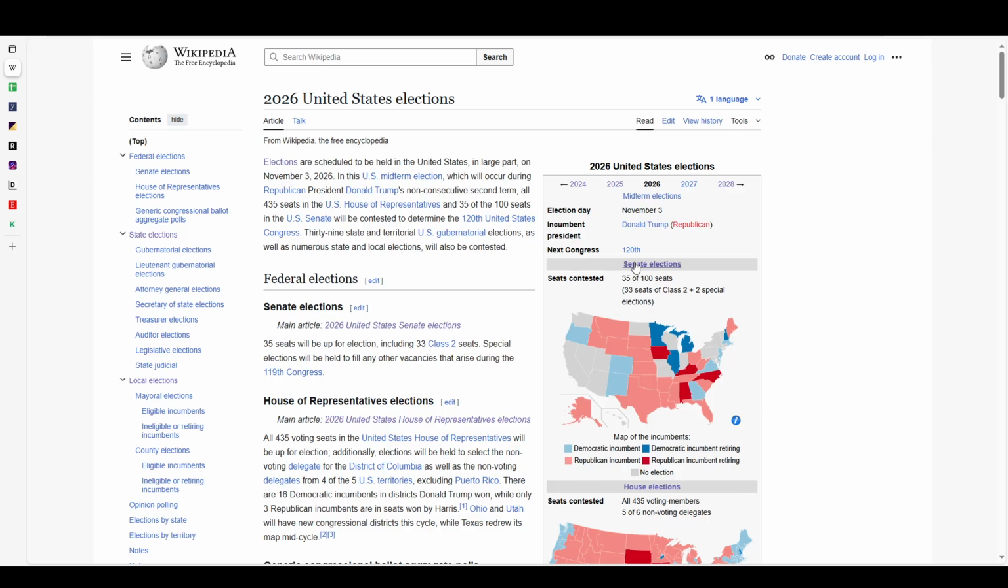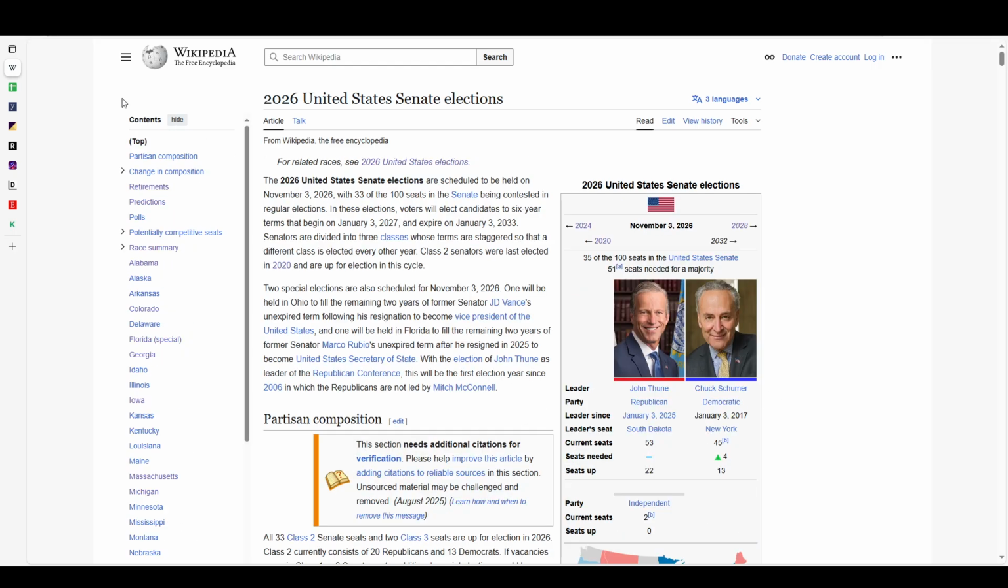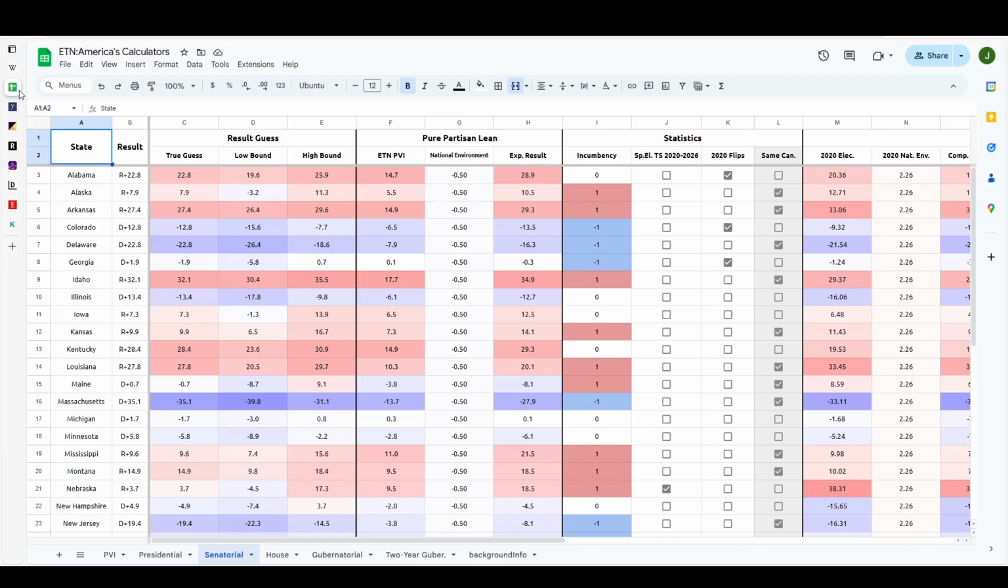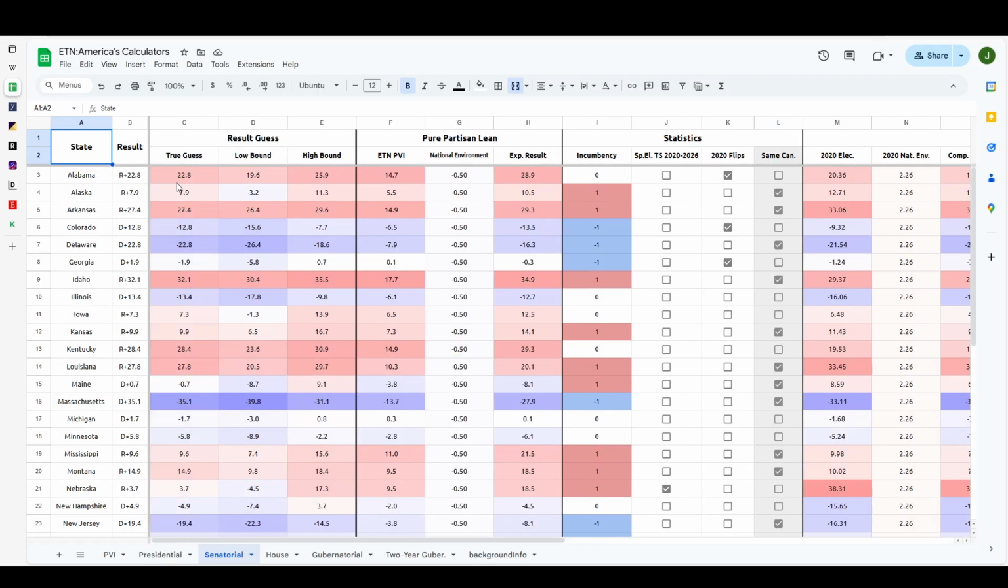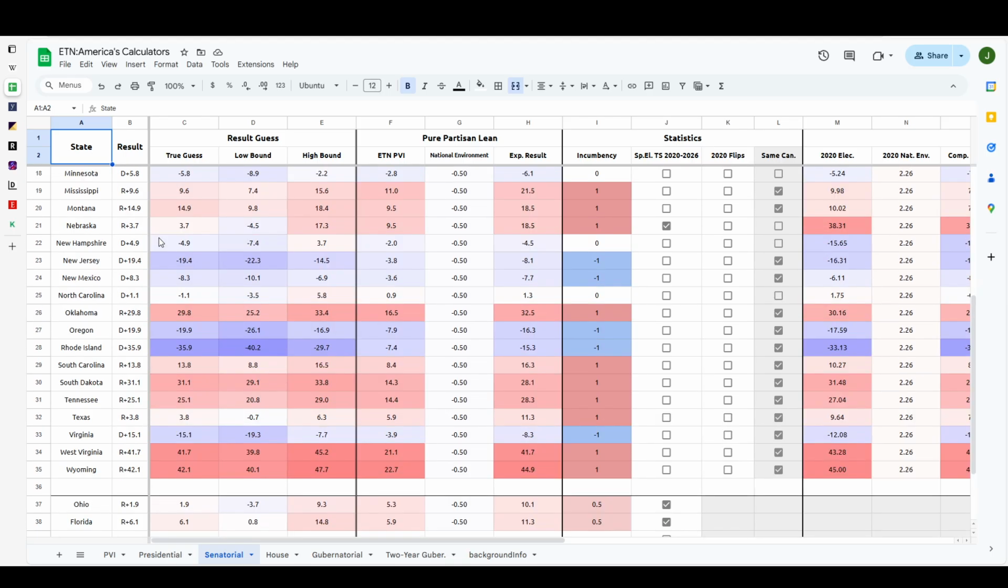We're going to be looking at the Senate elections in the United States of America with a brand new redone Senate prediction sheet with tons of mini models that are then compiled all together for the low bound, high bound, and the true guess for the result in every single race.